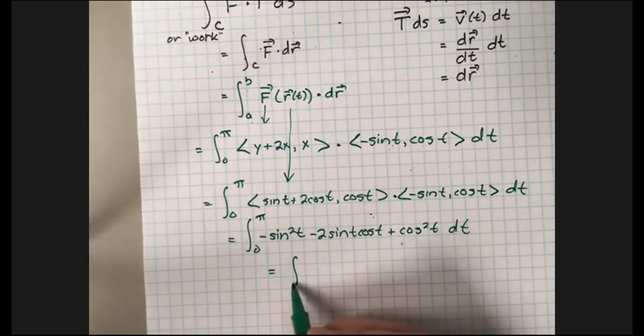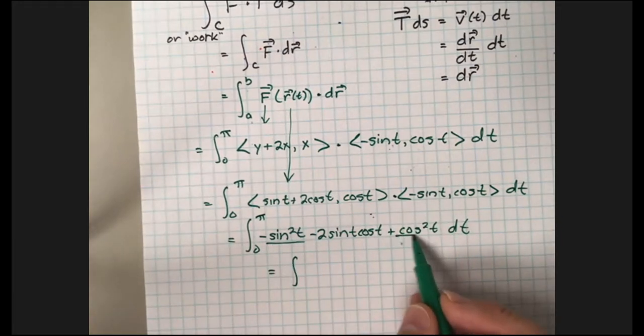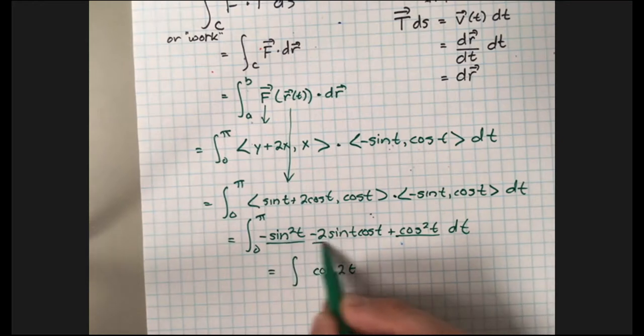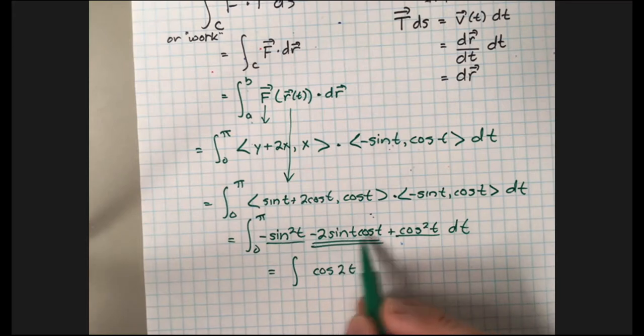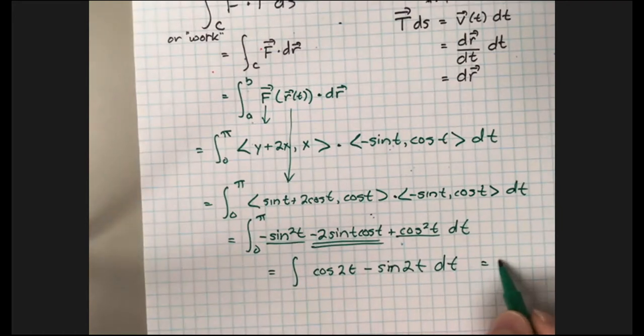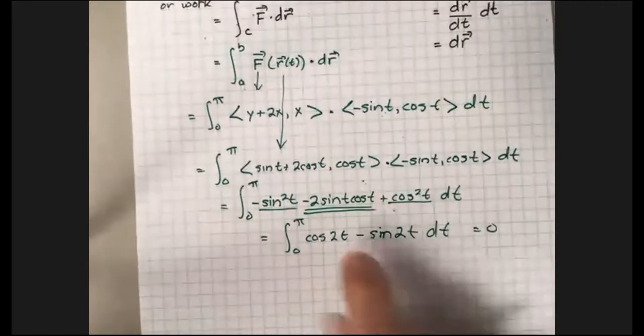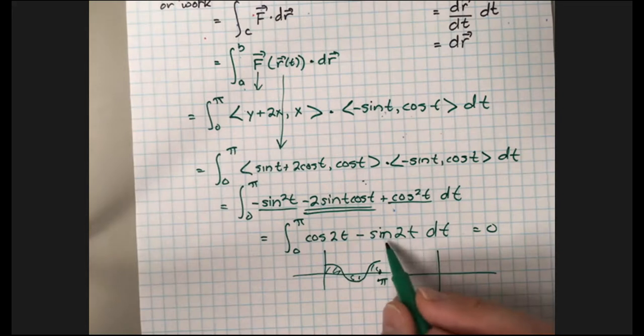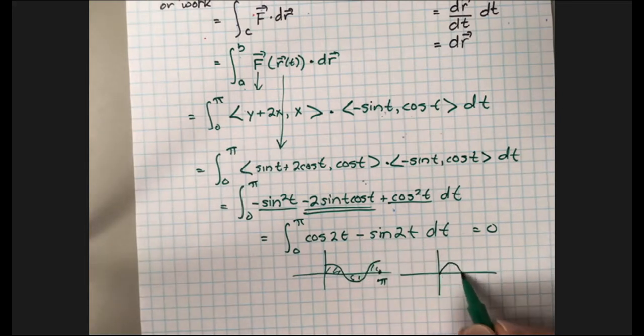Because notice that cos squared t minus sine squared t is the cosine of 2t. And notice that 2 sine t cos t is sine of 2t, but a minus sign in front. But we've already decided that this is going to be 0. Because remember, the area under cosine 2t when one period is 0 to pi, that net area is 0. And then sine 2t. Now minus sine 2t is upside down, but just a raw sine 2t with a period of pi is net area 0.